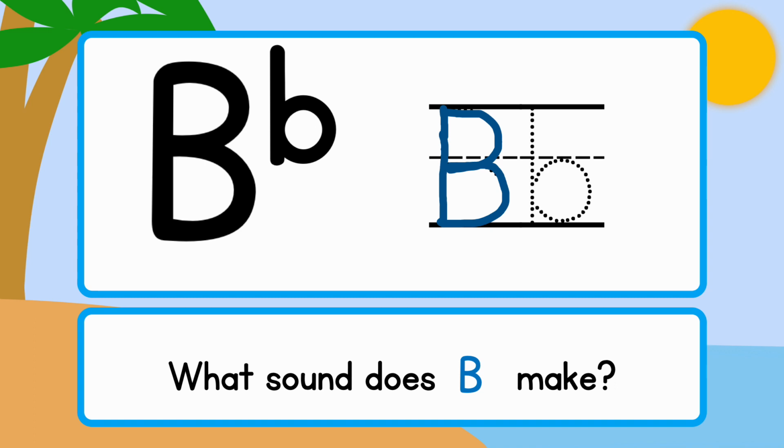Shall we write the lowercase b, which makes the b, b sound? Again, we're going to start from the top, all the way down, halfway up and around, all the way to the bottom. Well done. That's our B sound.